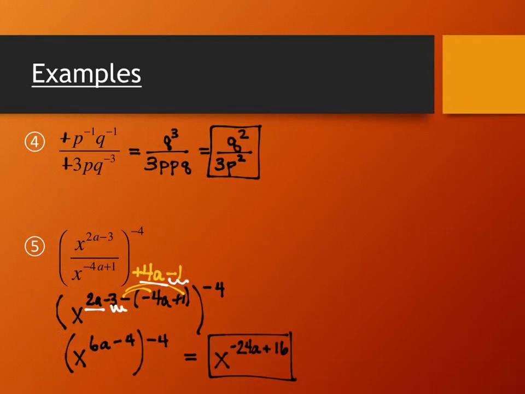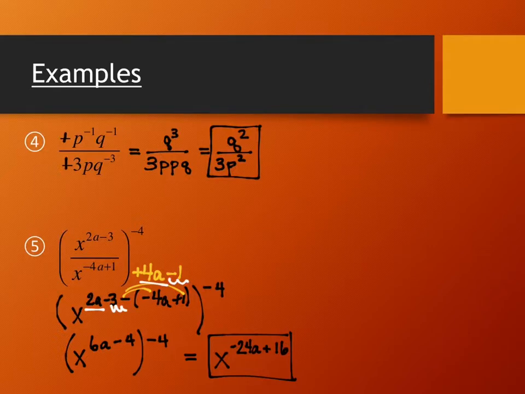If you were looking at the back of the book, or at a solution, they might switch this around and write this as 16 minus 24a. Would that be okay? Yeah, it'd be the same thing, right? So just be aware if you were trying to compare your answer to someone else's, just changing the order of addition or something like that's no big deal.